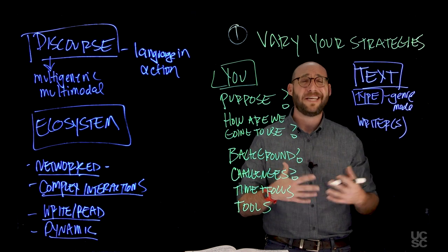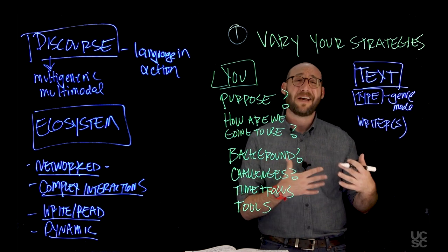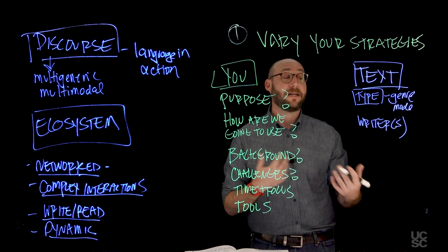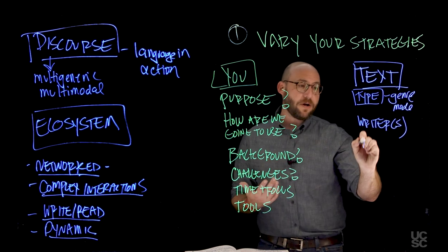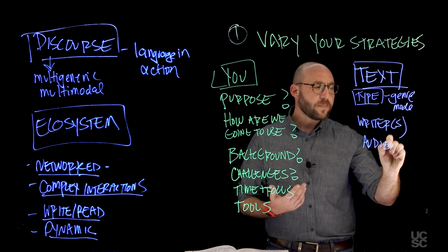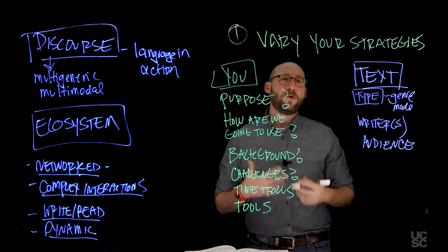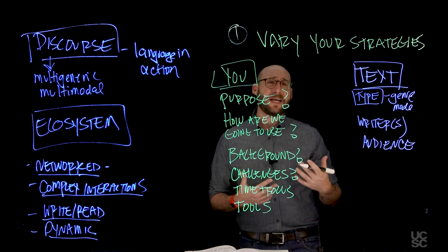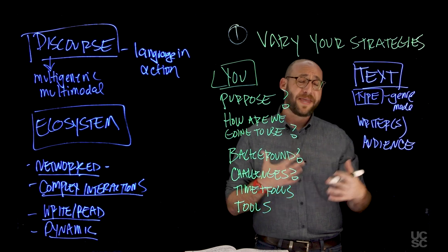We can just Google that to see who is this writer, what is their background. That's going to help us get what we need from the text a little bit more. Same thing with the audience. So we want to think about who is the intended audience for this piece. And I think this matters a lot when we're dealing with academic research.